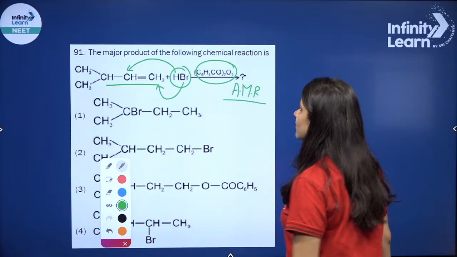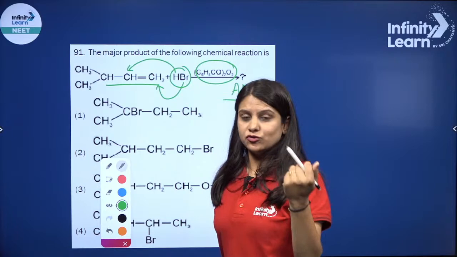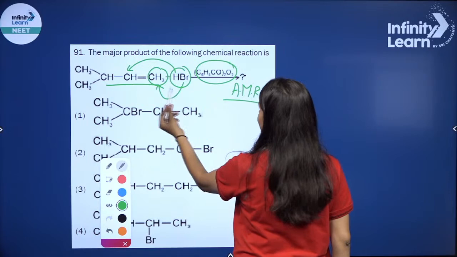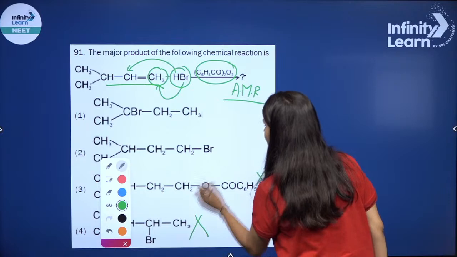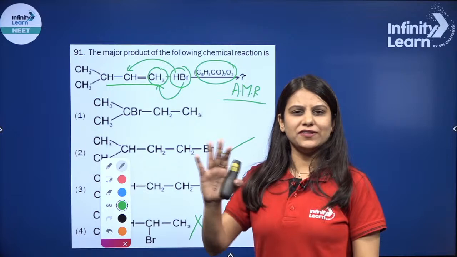Negative part wahan jayega jahan par number of hydrogens kya honge? Zyada. Where the number of hydrogens are more. So, Br will come here and H will go there. So, let's see. This will not be the product. This will not be the product. The product will be this. Very easy question for you. I think all of you have given the correct answer.